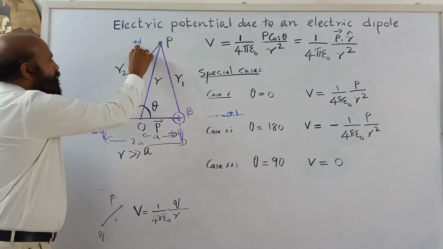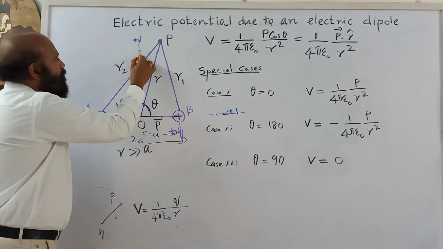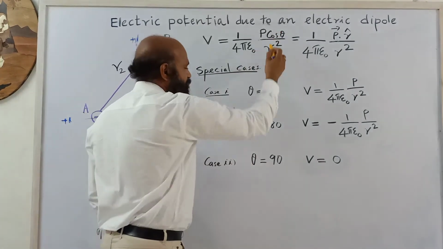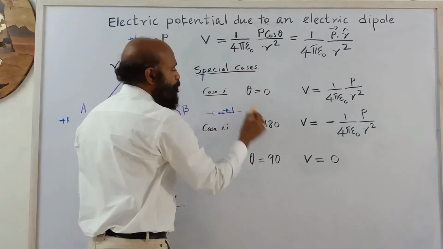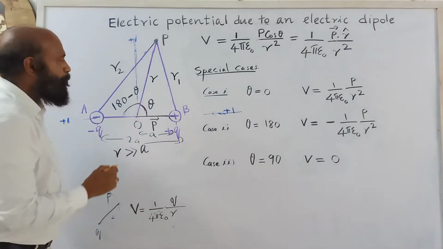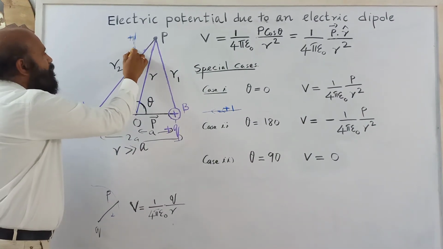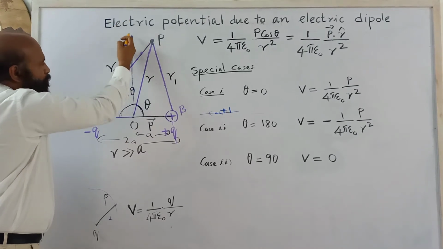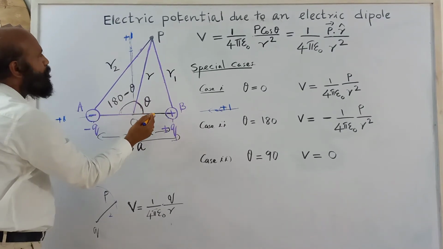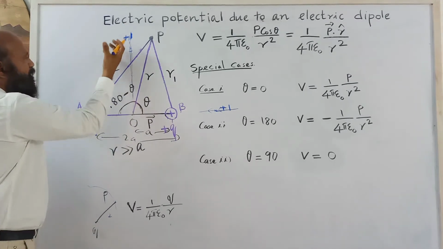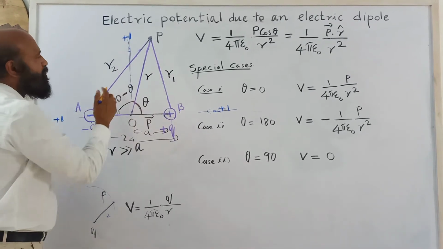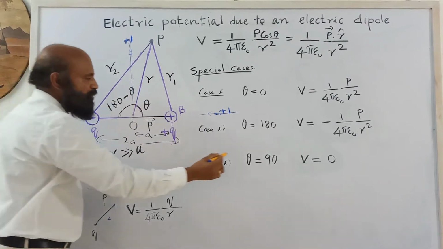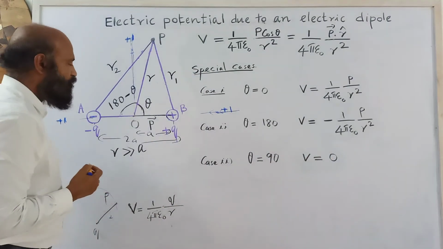If the point is on the equatorial line, theta will become 90 degrees, cos 90 is 0, so potential will become 0. When you try to bring a unit positive charge along this direction, this positive will repel, this negative will attract. So they will cancel each other, then work done is 0. That is why potential is 0.